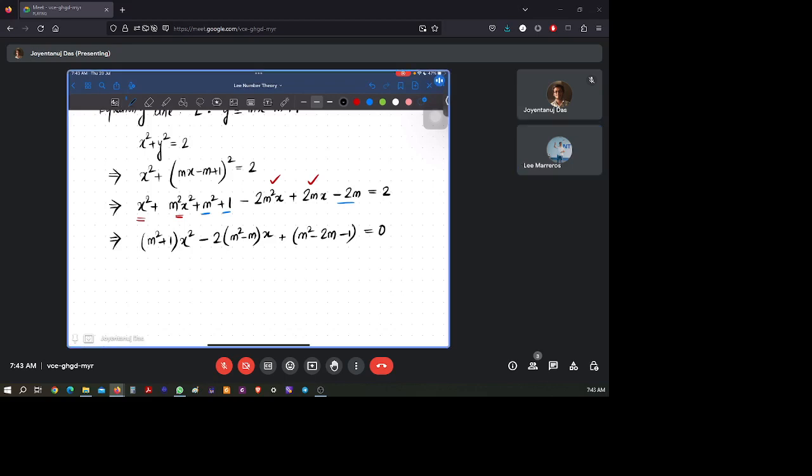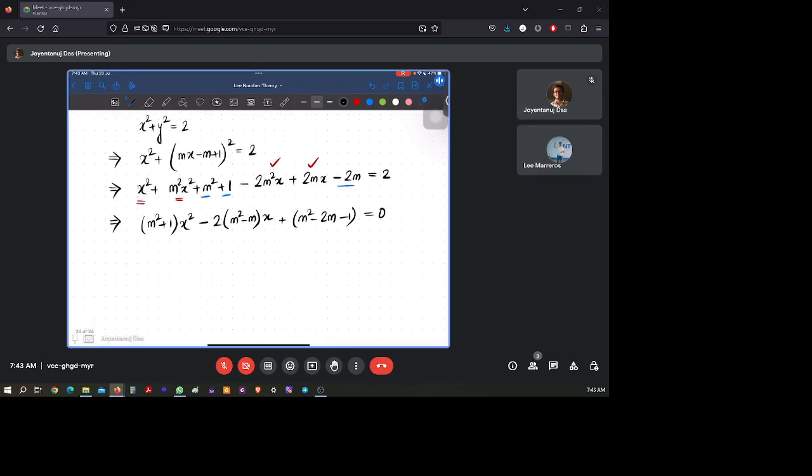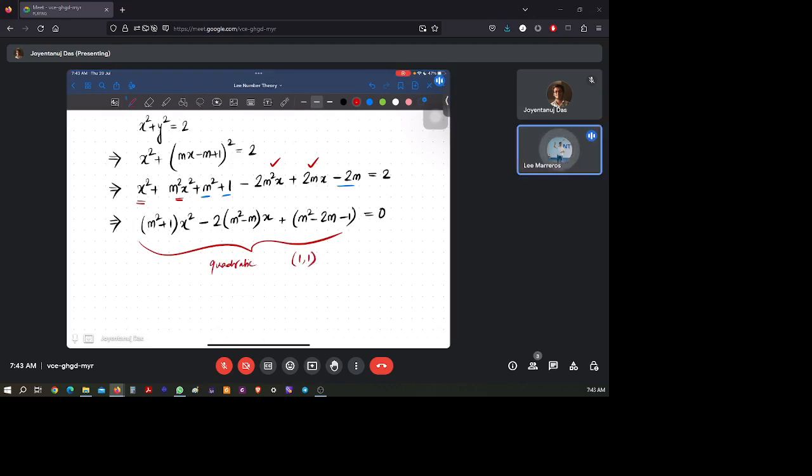Right. So, like the previous one, we already know that this is a quadratic equation, and we already know one root. Also, we know that (1, 1) is a solution. So x equals 1 is a solution, right? Then we can factor out x minus 1. So x minus 1 is a factor.